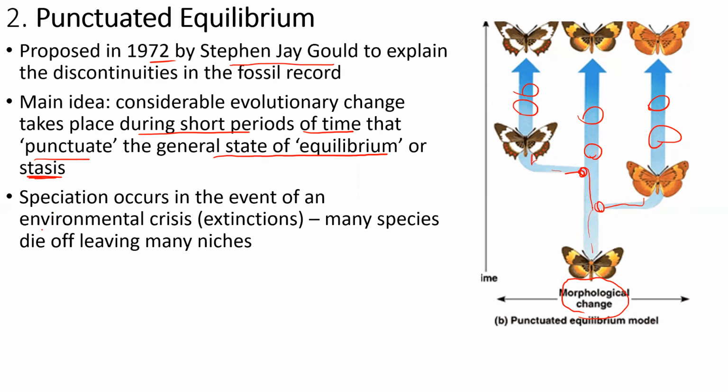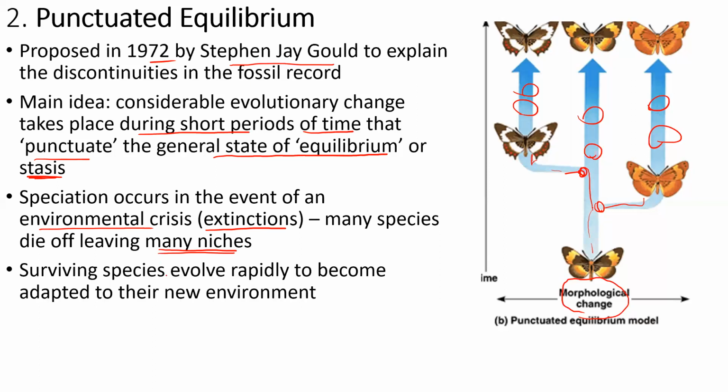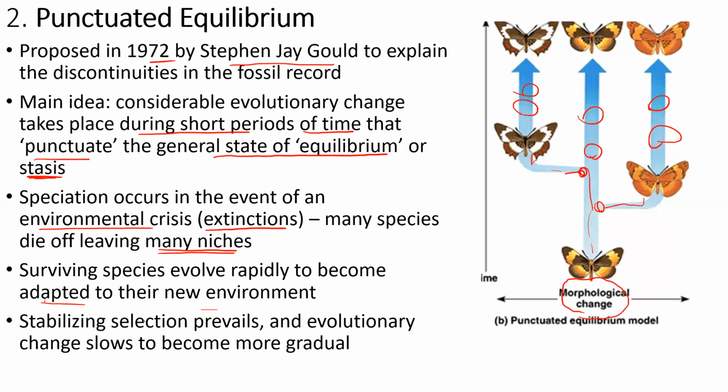Speciation occurs in the event of an environmental crisis, extinctions. Many species die off, leaving many niches, opportunities for different organisms to exploit those niches. Surviving species evolve rapidly and become adapted to the new environment. Stabilizing selection prevails, and evolutionary change slows to become more gradual.